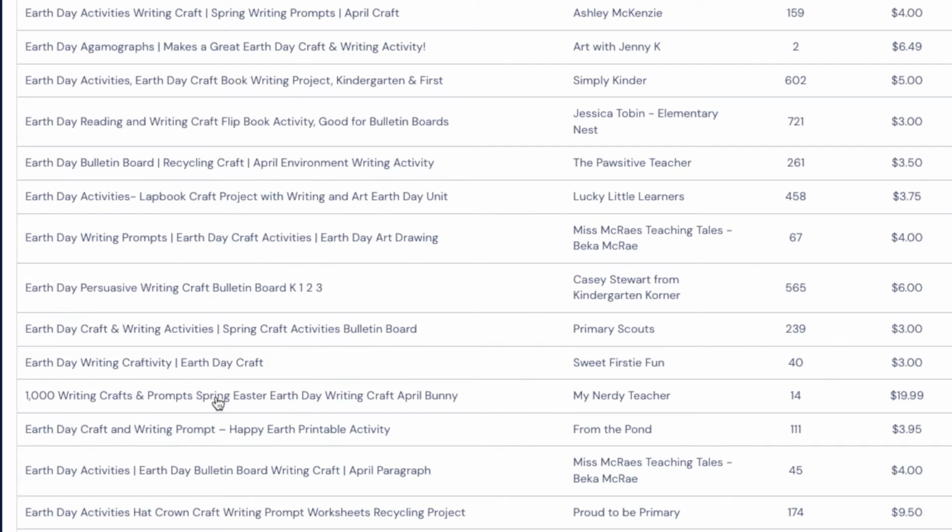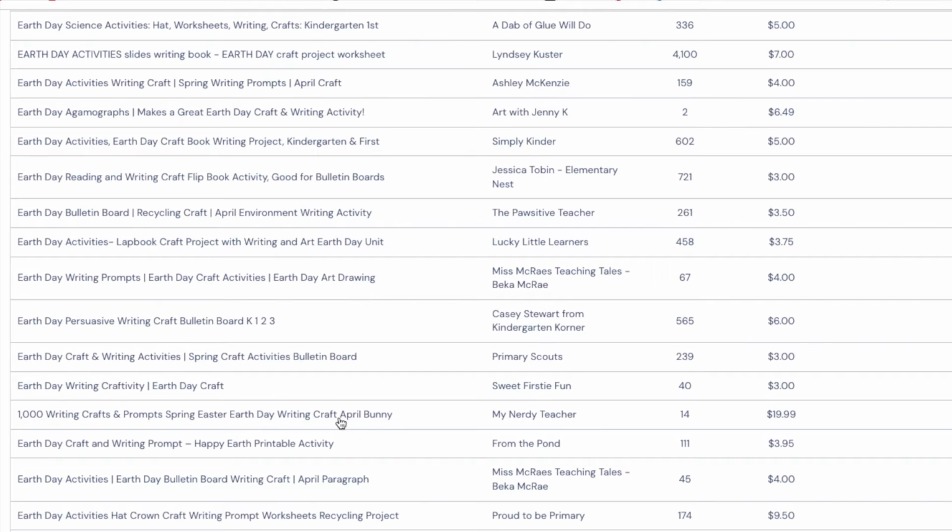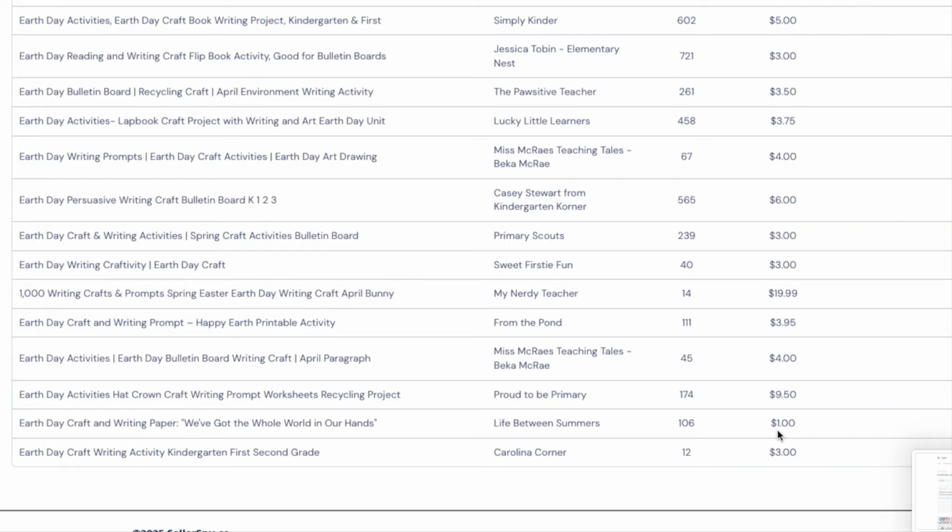Look at how they've just pushed in all the keywords. So they're trying to rank for all these things, okay? But it's not a specific Earth Day writing activity. It's got it, but it probably has a lot more things. And, 1,000 writing prompts for $20. And yeah, okay. And then there's the dollar that we looked at previously. There's where I saw the other one.